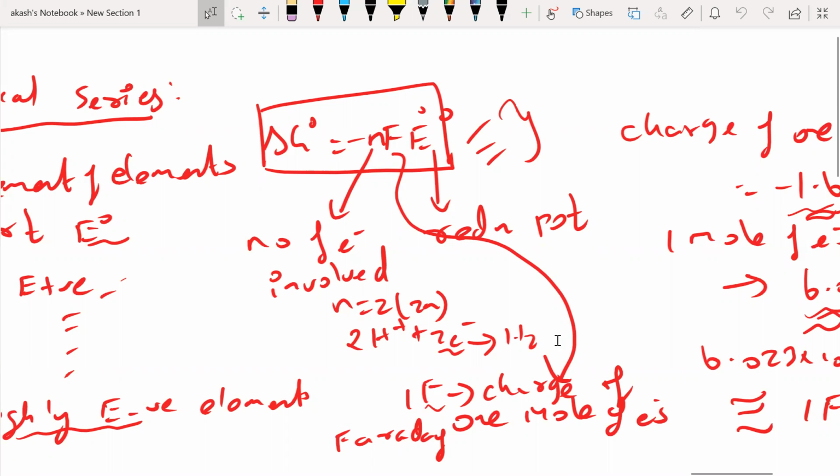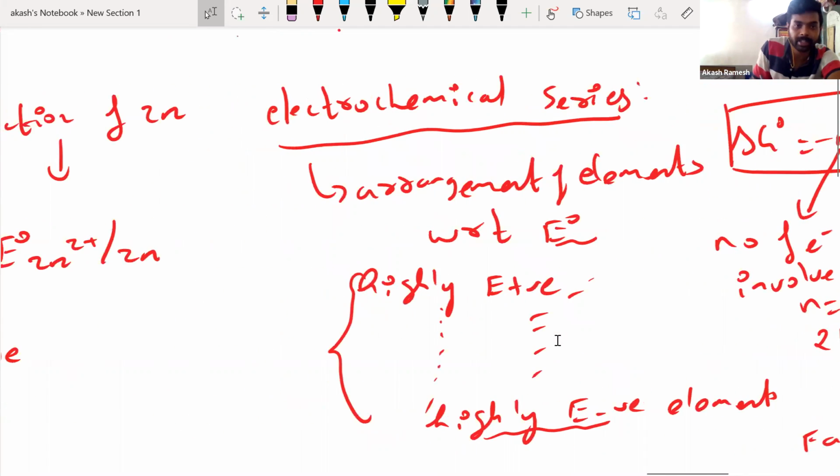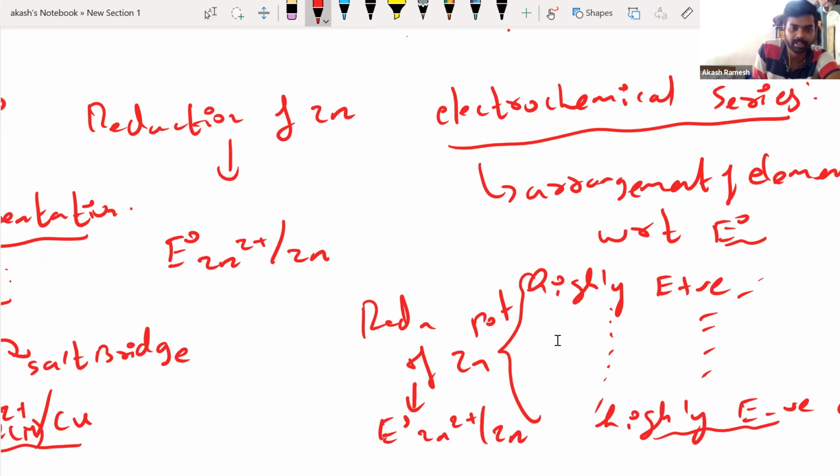Sir, what is that E0 Zn2+ bar Zn, sir? Oh, nothing. See, instead of writing reduction potential of zinc, right? The representation goes like this: E0 Zn2+ bar Zn. That's it. This E0 represents the EMF. Since we're talking about reduction potential, we always write only in the form of reduction. Obviously, you can understand the oxidation state is 2, here it is 0, right? So you always write like this: E0 Zn2+ bar Zn.